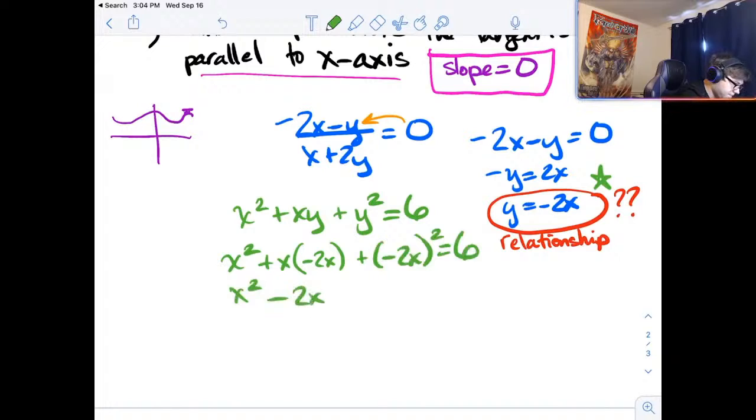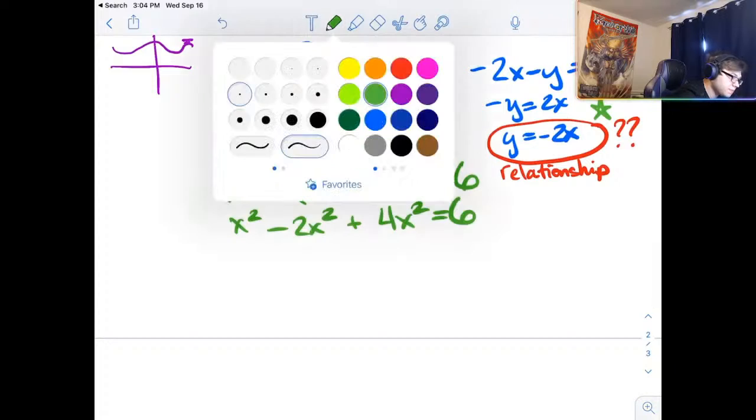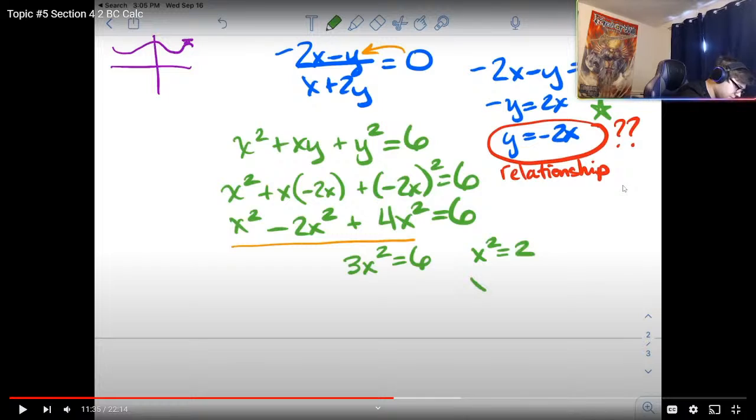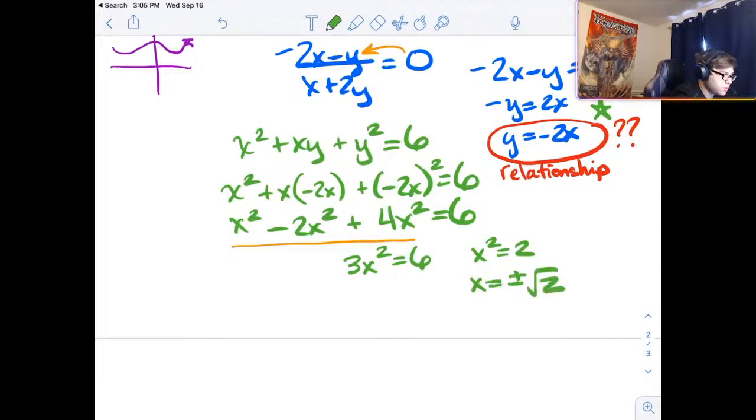So x squared minus 2x squared plus 4x squared in this case winds up being 6. Thank goodness that all of these are common terms that can just be combined together. I think I get 3x squared equals 6. Divide both sides by 3, and take a square root. So x equals plus or minus 2.